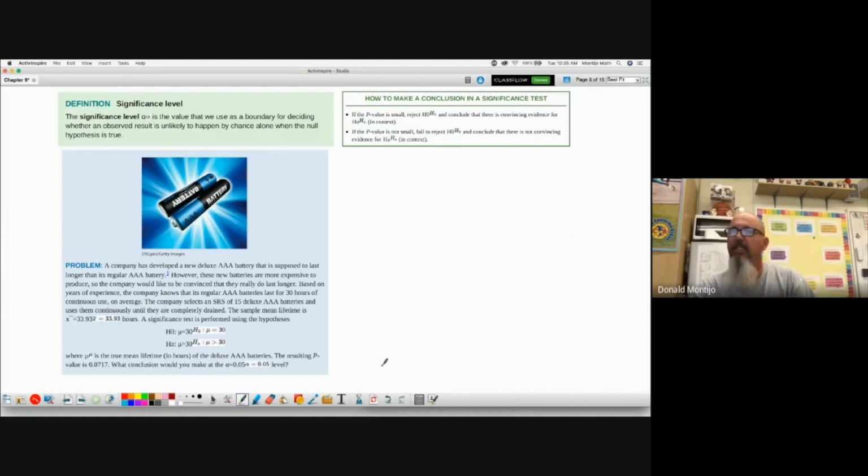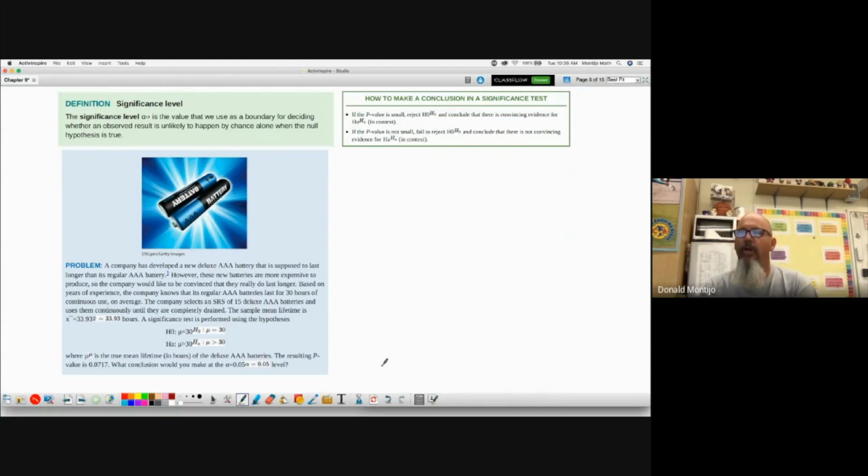Okay. Let's take a look at this example. A company's developed a new deluxe AAA battery that's supposed to last longer than its regular batteries. However, these new batteries are more expensive for the company to produce. So they need to be convinced that they really do last longer. Based on years of experience, the company knows that its regular AAA batteries last for 30 hours. The company selects an SRS of 15 of their new AAA batteries and uses them continuously until they are drained. The sample mean lifetime is 33.93 hours.